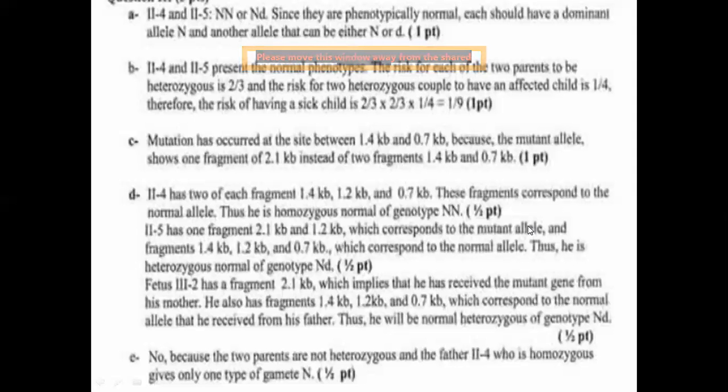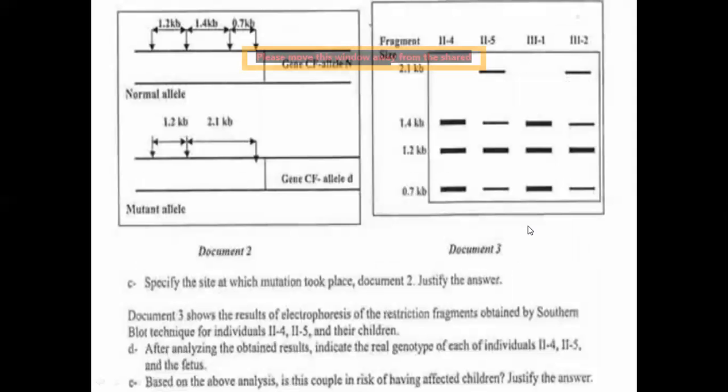Thus, he will be normal heterozygous, having the genotype ND. So this individual has ND. Here in the question, they didn't want the genotype of individual 3-1, but we already did this. They need only 2-4, 2-5, and that of the fetus 3-2.